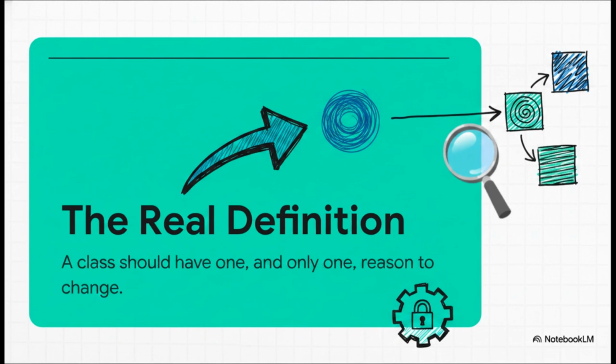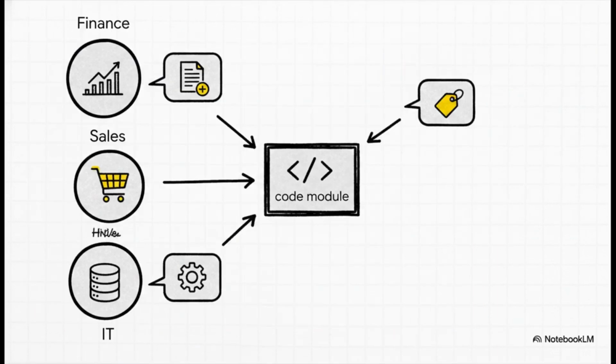See the shift? We're not talking about what the class does anymore. We're talking about why it would need to be modified. So what is a reason to change? Well, in the real world, changes come from people, a stakeholder.